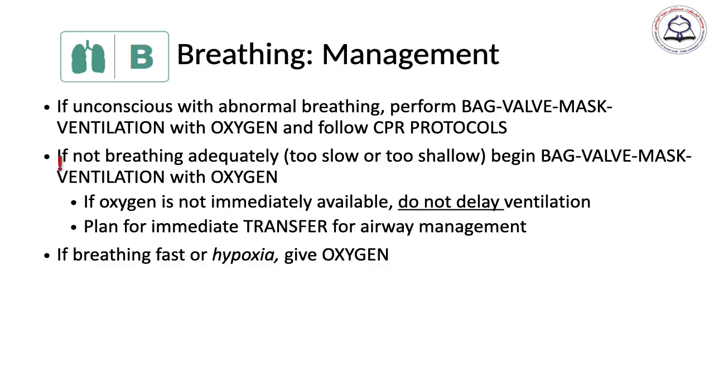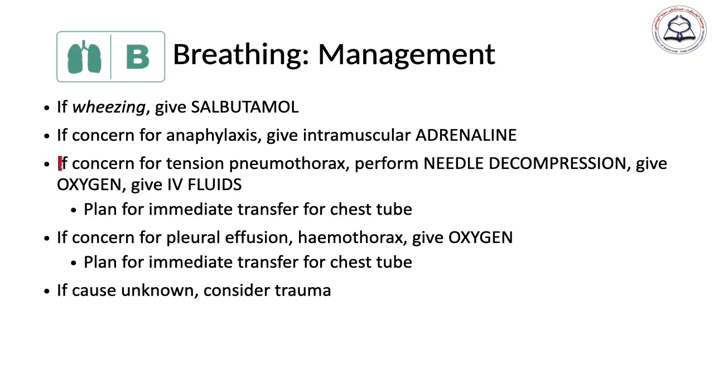If the patient is just hypoxic with fast breathing, give oxygen. Managing breathing abnormality when patient has airway obstruction, small airway like having wheezes, you can give beta agonist salbutamol. Those with allergic reaction, you can give adrenaline intramuscularly.